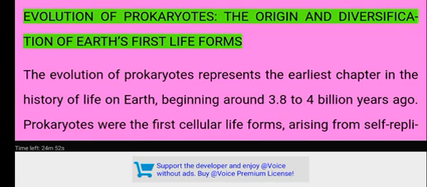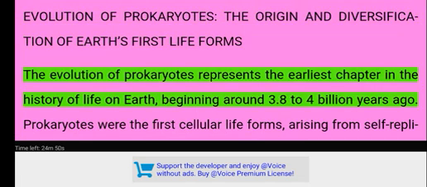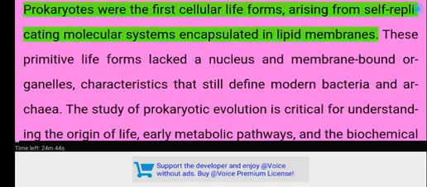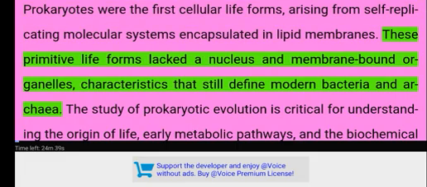Evolution of prokaryotes, the origin and diversification of Earth's first life forms. The evolution of prokaryotes represents the earliest chapter in the history of life on Earth, beginning around 3.8 to 4 billion years ago. Prokaryotes were the first cellular life forms, arising from self-replicating molecular systems encapsulated in lipid membranes. These primitive life forms lacked a nucleus and membrane-bound organelles, characteristics that still define modern bacteria and archaea.